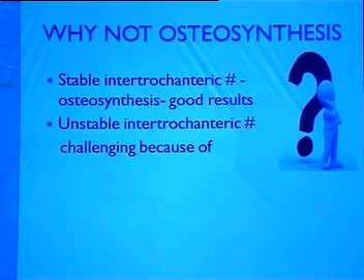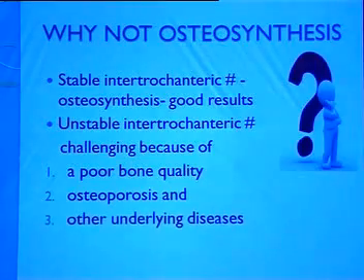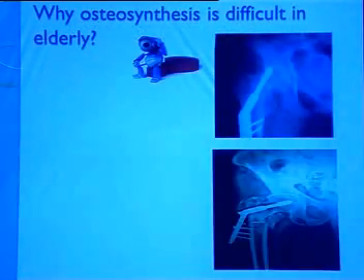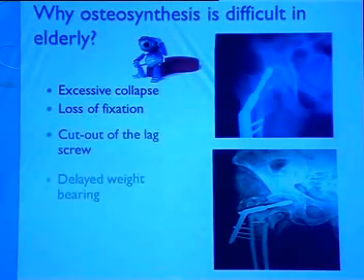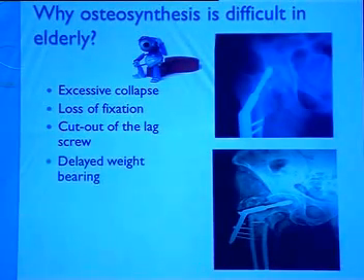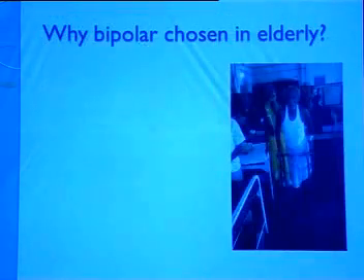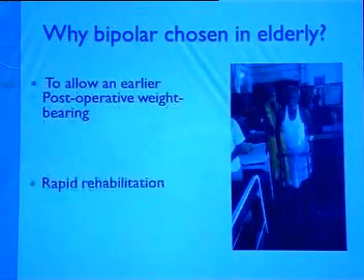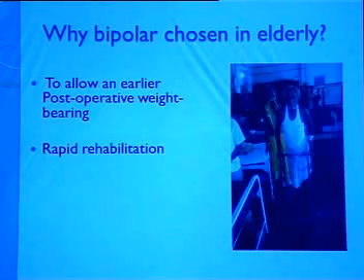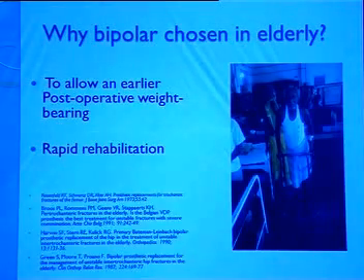Why is osteosynthesis not preferred in elderly patients? Because stable intertrochanteric fractures can easily be treated with osteosynthesis with good results, whereas unstable intertrochanteric fractures are challenging because of poor bone quality, osteoporosis and other underlying diseases. Why is osteosynthesis difficult in the elderly? Because of excessive collapse, loss of fixation, cutout of the lag screw and delayed weight bearing. Why is bipolar used in the elderly? To allow early post-operative weight bearing and rapid rehabilitation.